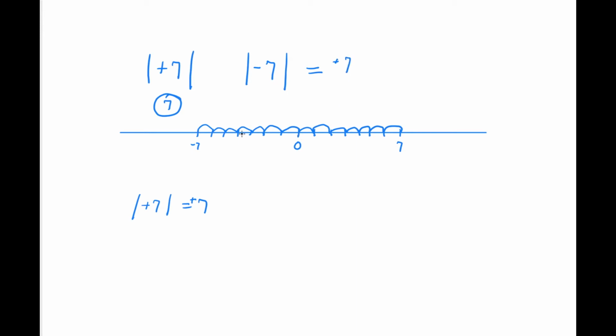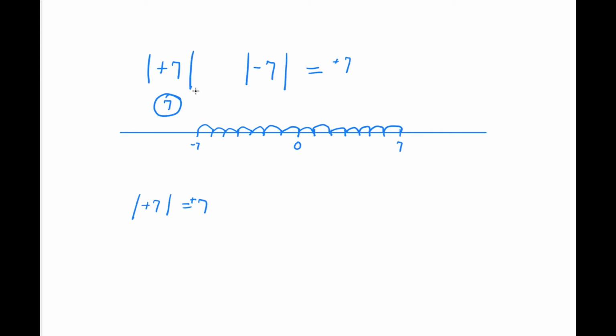A length, this is a length from 0 to whatever number you're asking about. A length can never be negative. It is always positive. And so absolute value is literally asking you, what is the length from 0 to this number? So an absolute value is always going to have a positive value when you solve it. So if you have a negative number, it just becomes the positive number, okay?